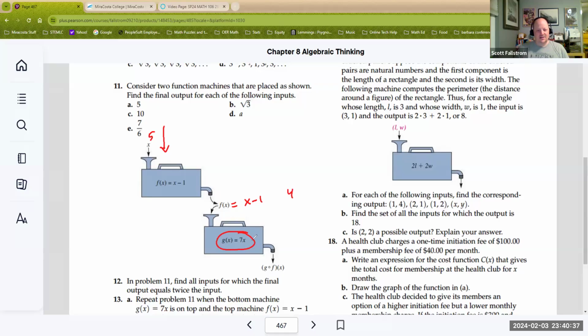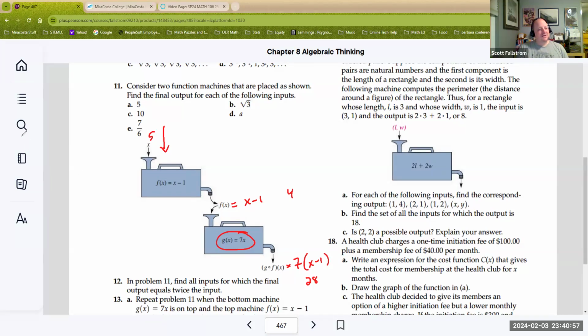You drop it into the next one. This function multiplies it by 7. So at the end of the day down here, my final result will be 7 times x minus 1. If 5 went in on top, the 4 comes out in the middle. 4 times 7 would have been 28. So that gives me an idea of how these functions work together.